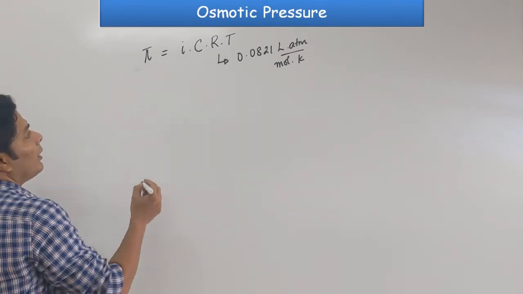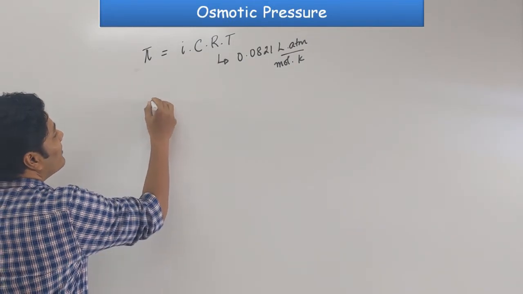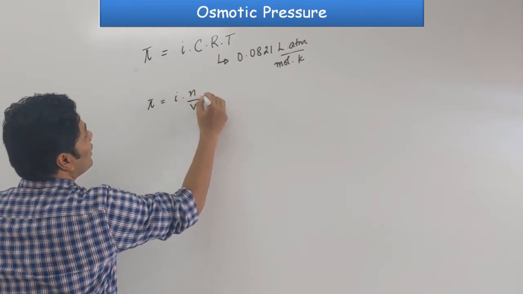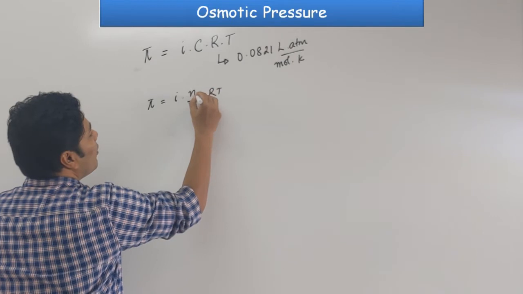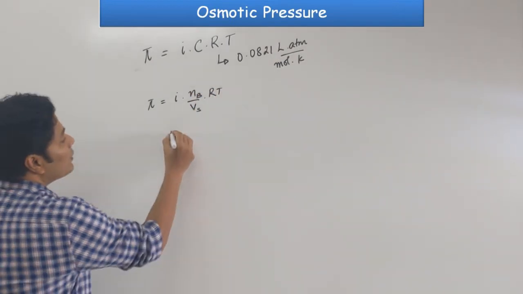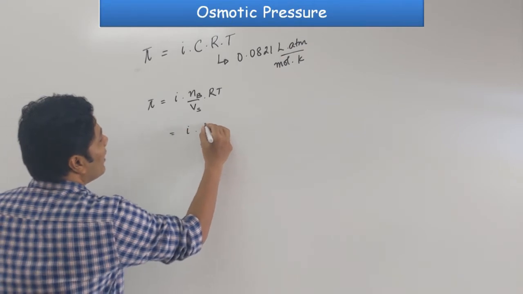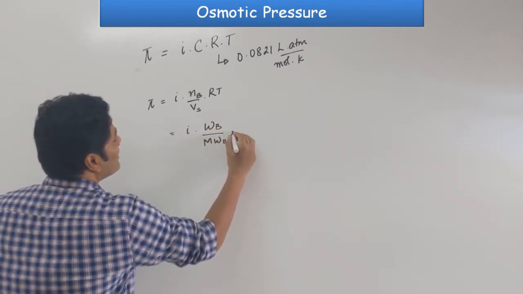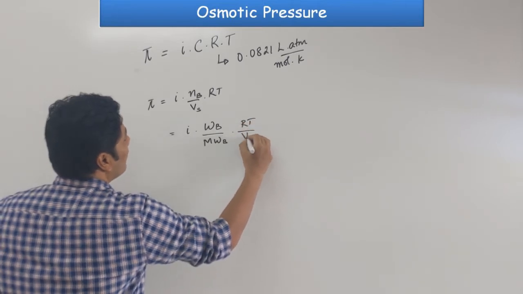Straightforward. Now we can expand this and write i. Concentration is moles over volume, times RT. Moles of solute over volume of solution. Moles of solute can be written as mass of solute over molar mass of solute, RT by volume of solution.